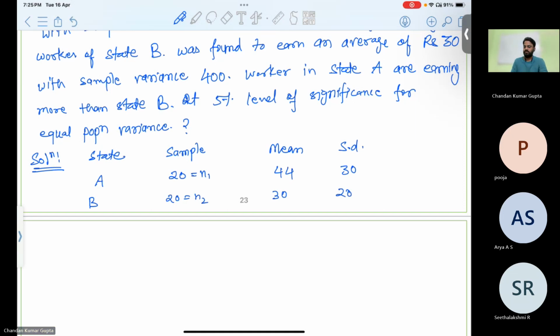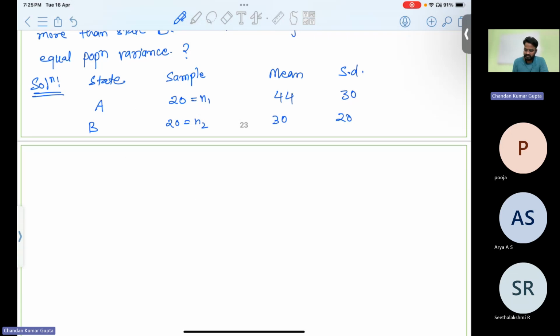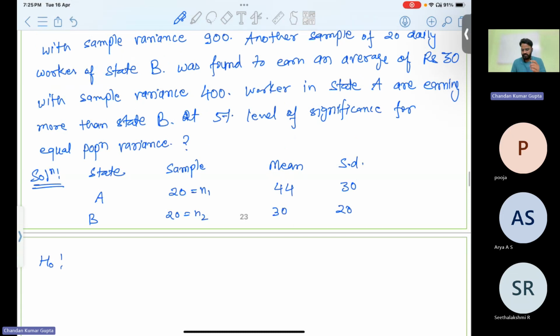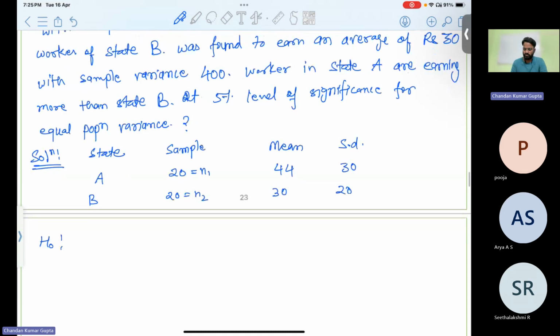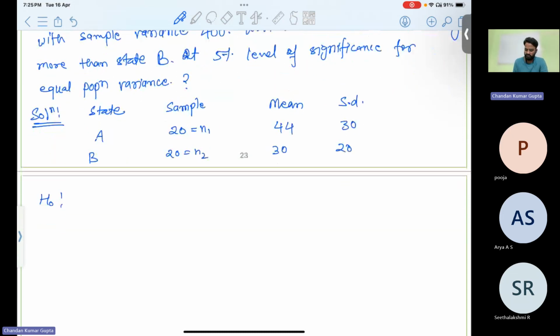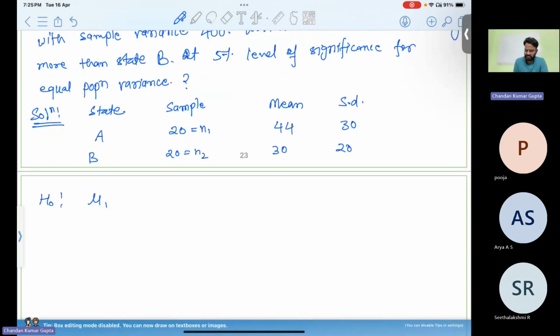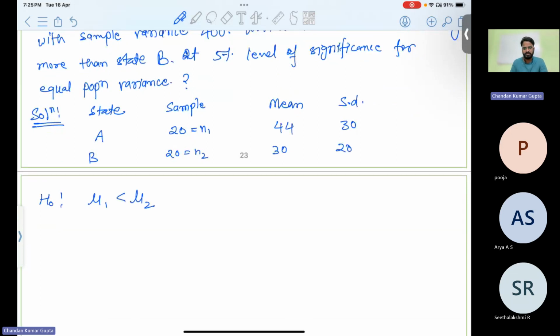So the hypothesis we need to test is whether state A or state B is earning more. We just try one condition, mu1 is less than mu2. You may check mu1 greater than mu2 as well, and the rest of the things change accordingly. So we need to check mu1 less than mu2 against mu1 greater than mu2, with the equal to case as well.